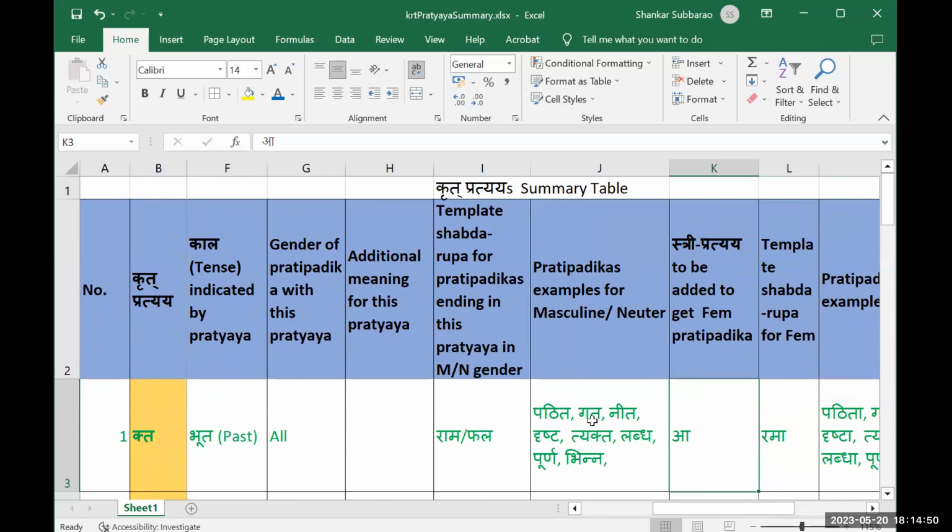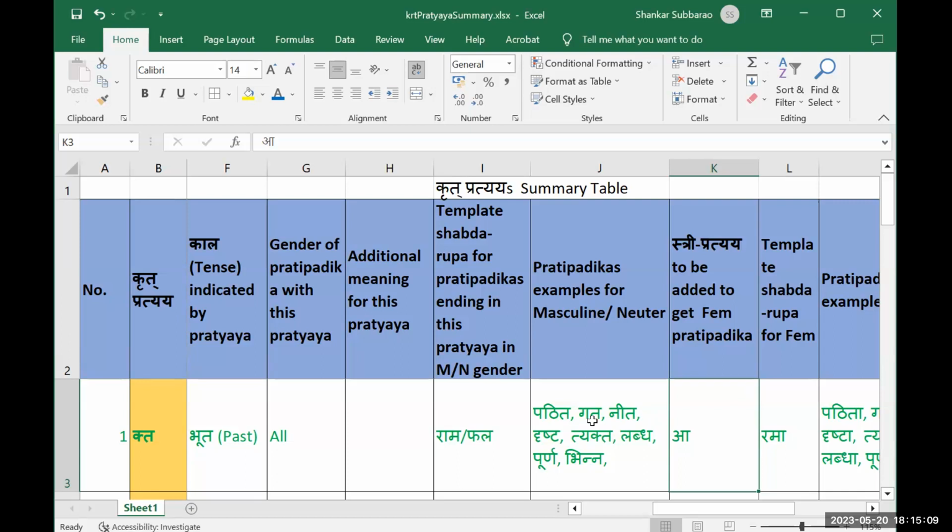Now, what does purna mean? Pru means to fill. Dhatu is pru, to fill. What will purna mean? Yes, Venkat. That which is complete. Filled. What is filled, right?